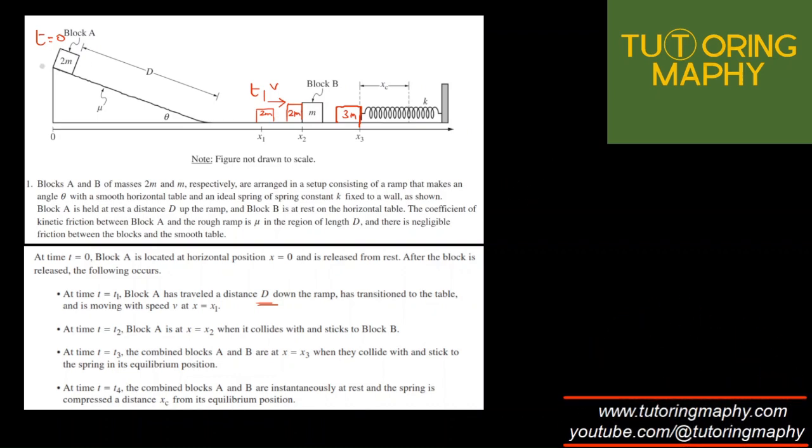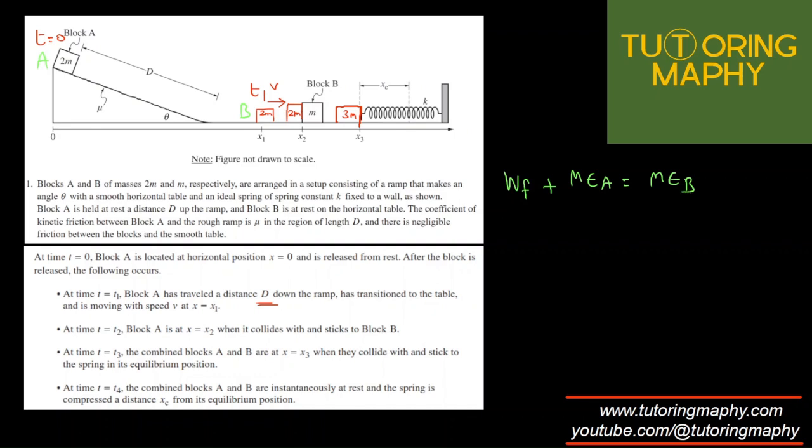Let's mark this as position number A and let's mark this as position number B. So we are going to say that the work done by the friction plus the mechanical energy at A is going to be equal to the mechanical energy at B. There's no spring involved here because between A and B, the spring is obviously at equilibrium. What is the work done by the friction? In fact, work done by any force is F dot d. So friction force dot the distance traveled.